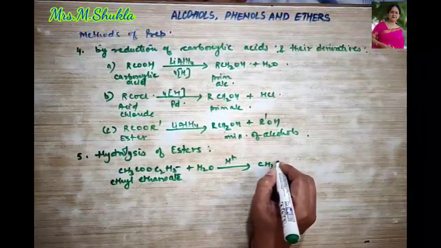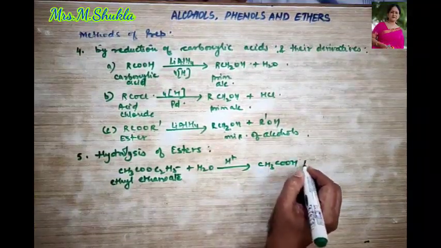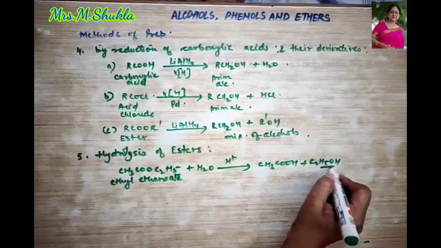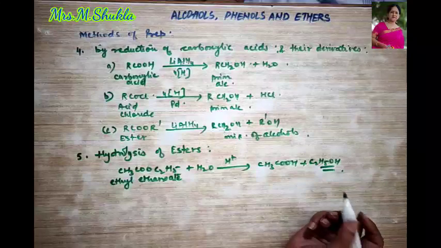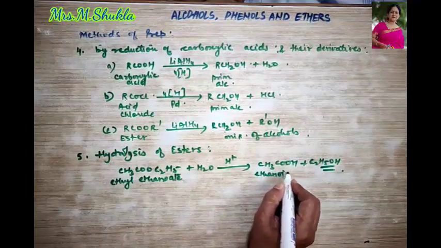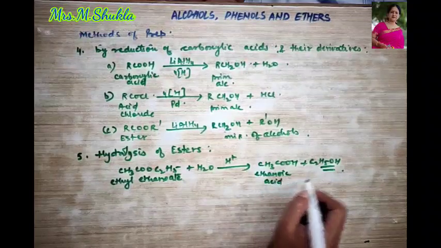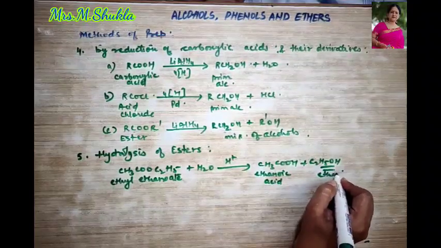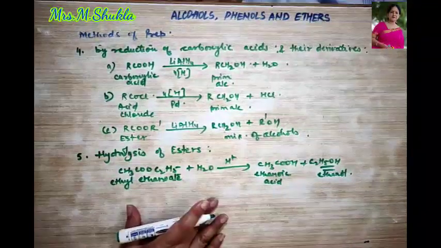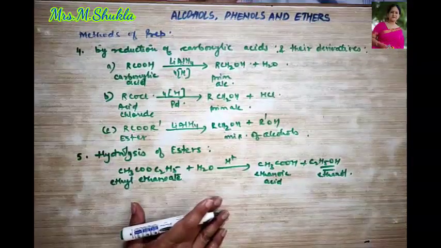So this gives you CH3COOH plus C2H5OH. This is the alcohol that is formed over here. So this is your ethanoic acid and this is your ethanol. Clear? I hope the hydrolysis of esters is also clear.